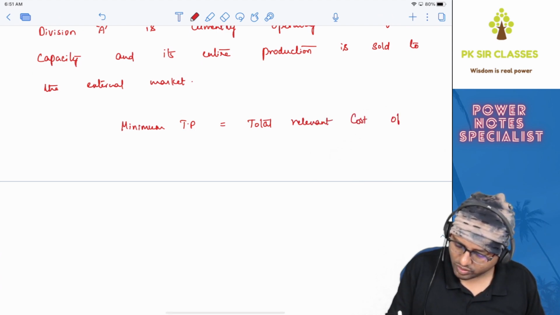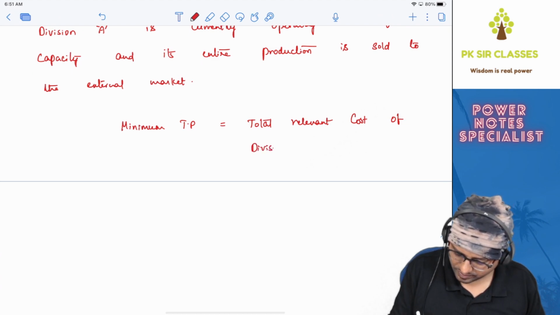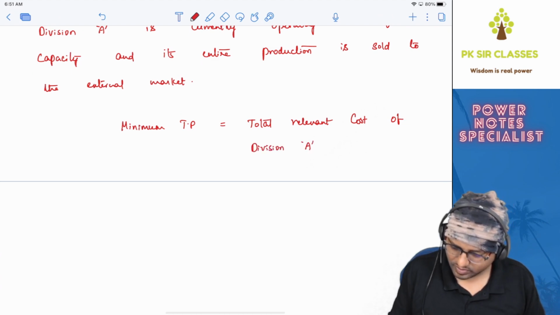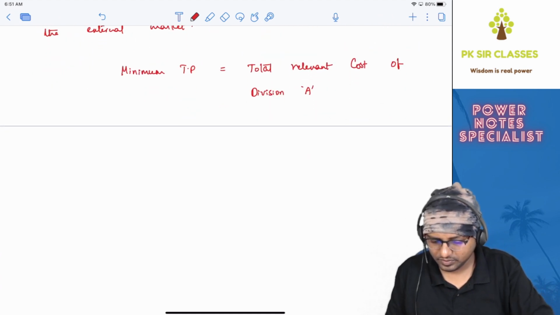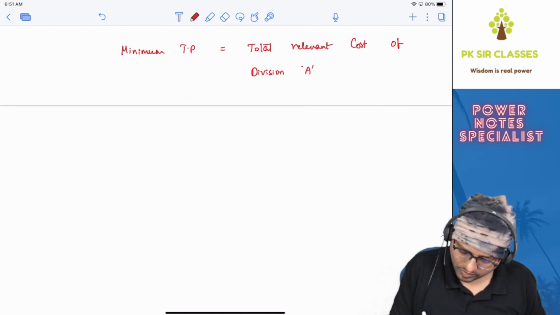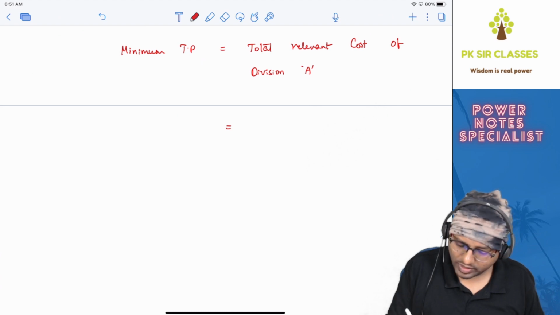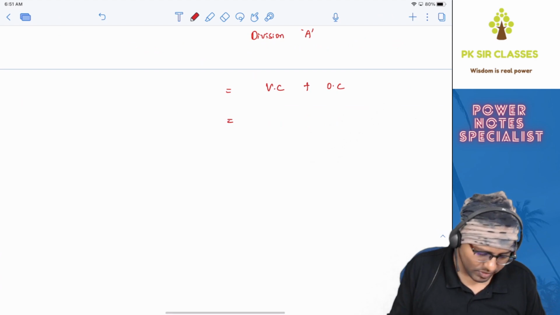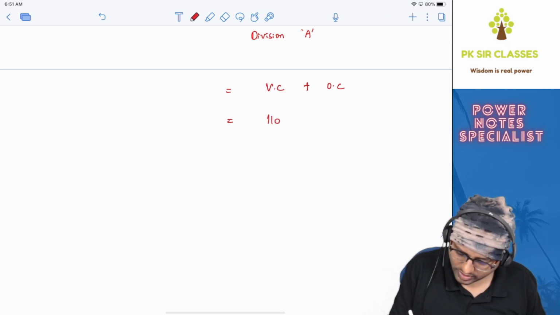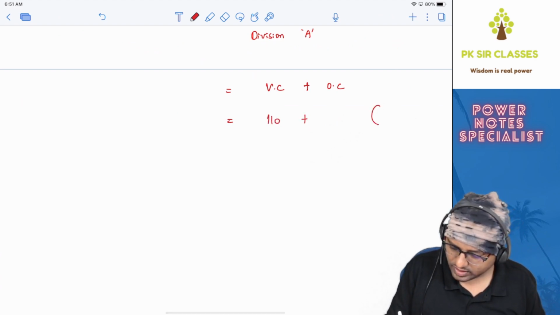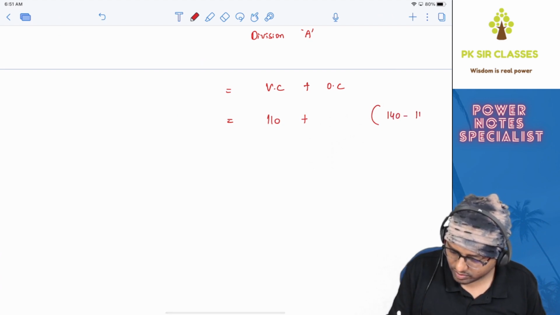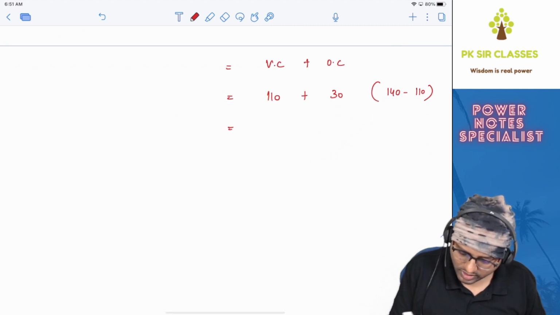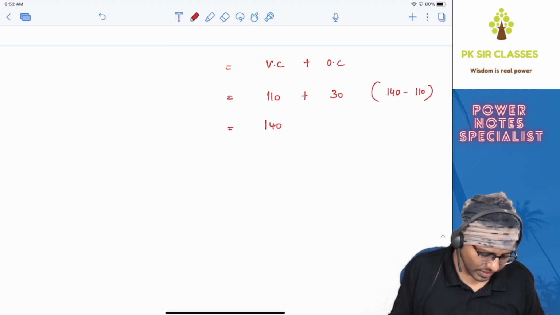Okay, total relevant cost of division A is equal to variable cost plus opportunity cost. So what is your variable cost? 110, plus opportunity cost. Selling price 140 minus variable cost 110, so your contribution is 30. So contribution lost is nothing but opportunity cost. So total will be 140, right?